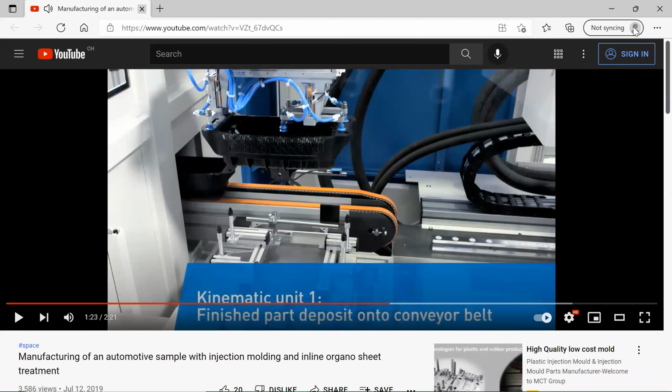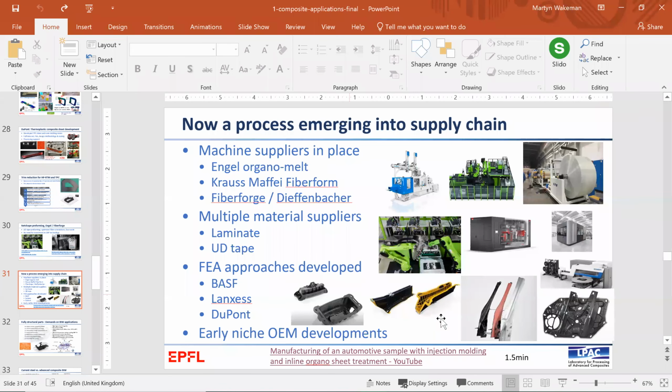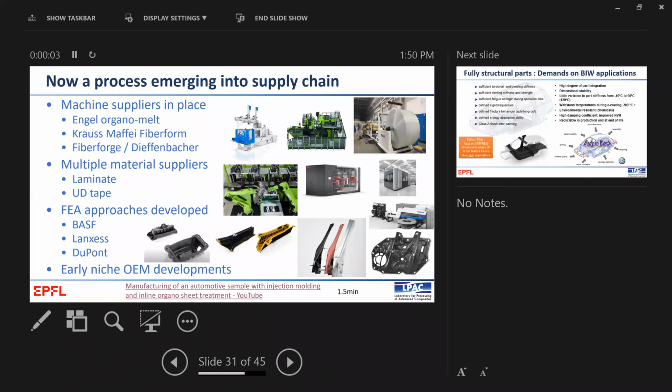So that's the combination of structure and function together. You can see it's gone all the way from early research to commercialization, and you can now make composite parts with very short cycle times for automotive type applications.